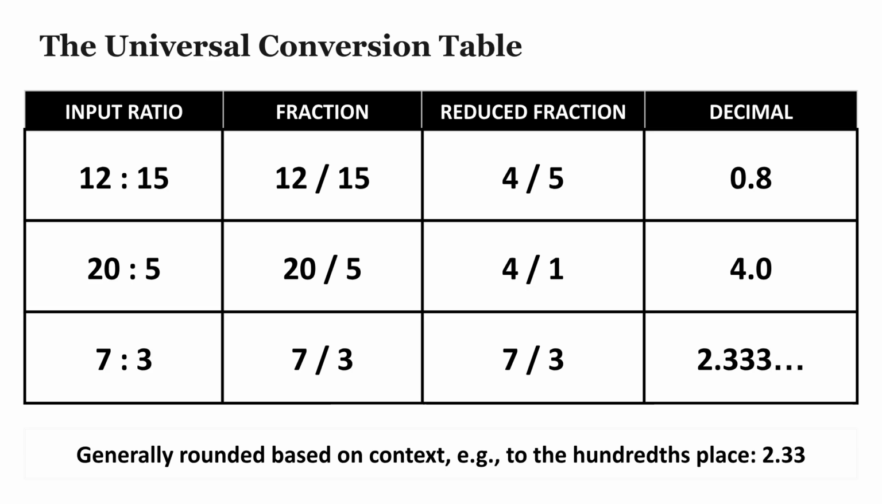Using this conversion table, we can follow a repeatable recipe. Take the ratio, write it as a fraction, reduce it, and divide to get the decimal. Sometimes you'll need to round your results based on the context.